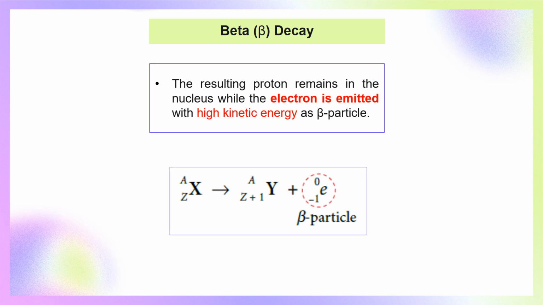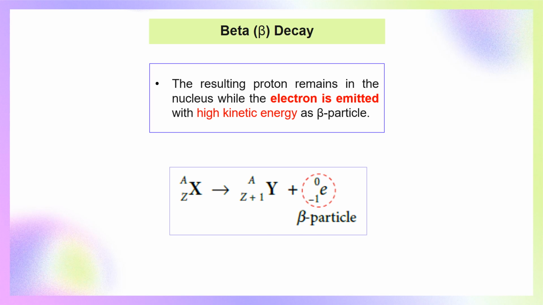This is the general equation for beta decay. X here is the unstable nucleus. When it produces the stable daughter, the nucleon number A is maintained because the beta particle is an electron. It doesn't have any nucleon number.